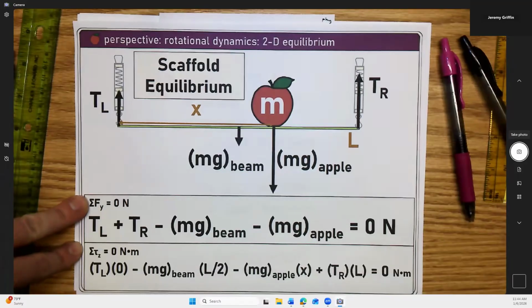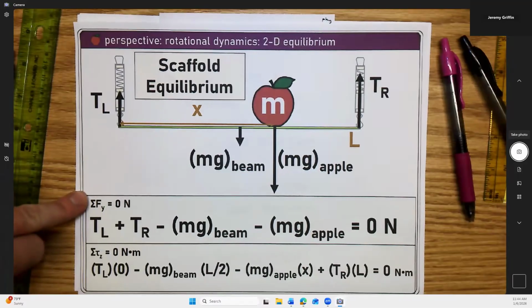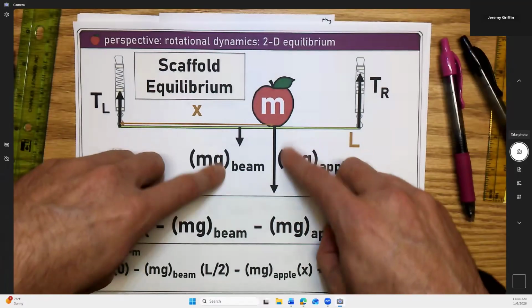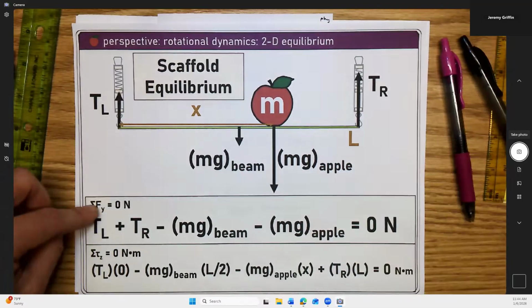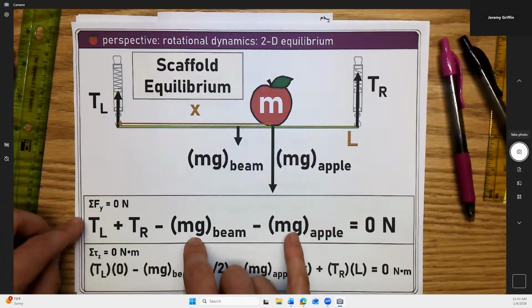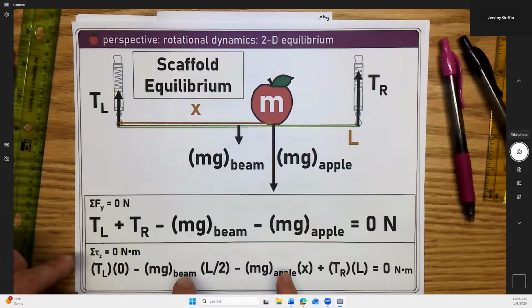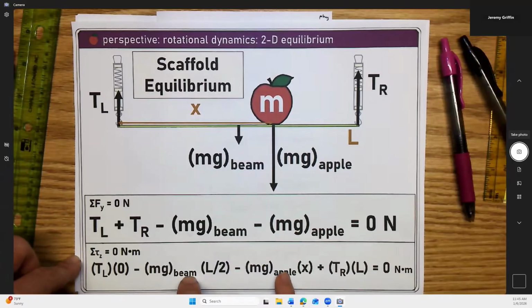And here's your framework here. So the sum of the force goes to 0. That just means that the 2 weights down have to match the 2 tensions going up. Right? Now that can't solve the whole thing by itself. Right? But you can if you bring in torque. Right?